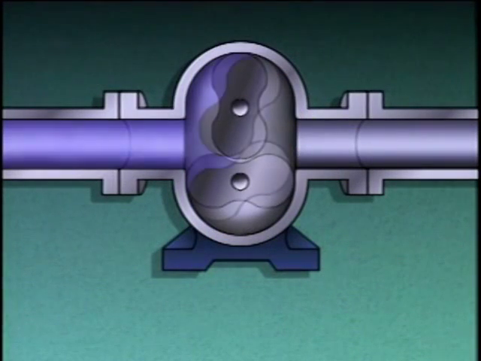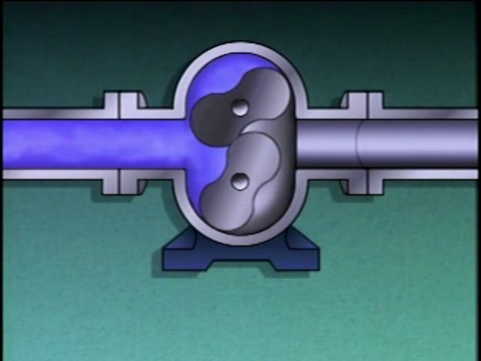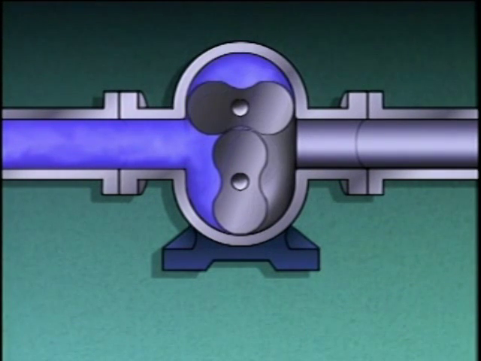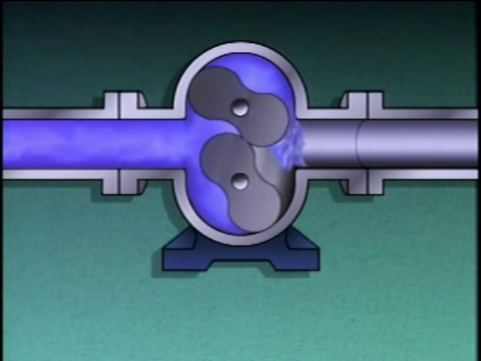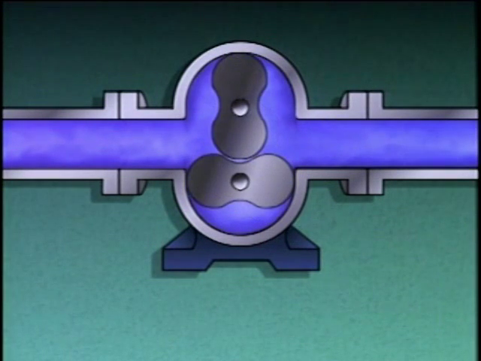During operation, the lobes rotate and draw in process liquid through the suction of the pump. As the lobes unmesh, gaps are formed. Liquid is drawn into these gaps and is then trapped in the spaces between the lobes and the casing. As the lobes continue to rotate, the liquid is moved along to the discharge of the pump, where it's forced out of the pump and into the discharge piping.